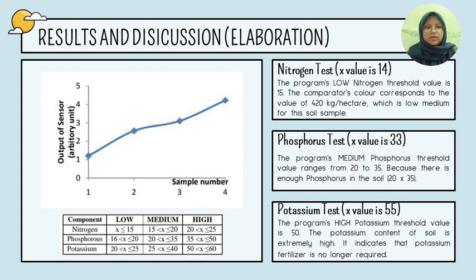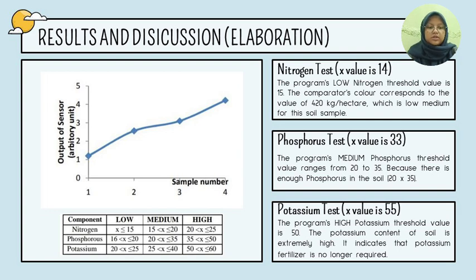As we can see, for nitrogen test, X value is 14. The program's low nitrogen threshold value is 15. The comparator color corresponds to the value of 420 kg per hectare, which is low-medium for this soil sample. So, this soil needs nitrogen. Next, for phosphorus test, X value is 33. The program's medium phosphorus threshold value range from 20 to 35 because there is enough phosphorus in the soil.